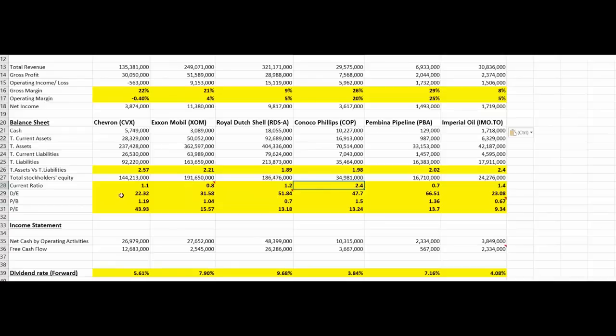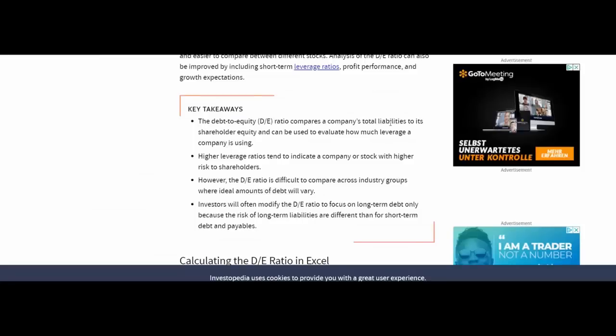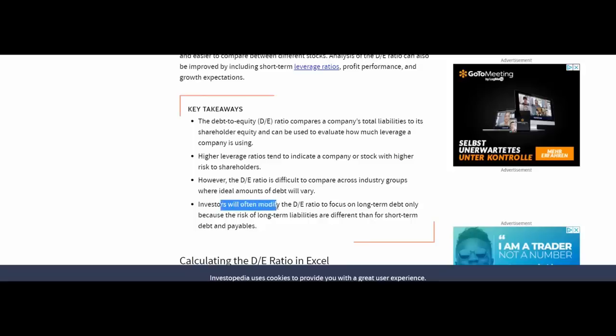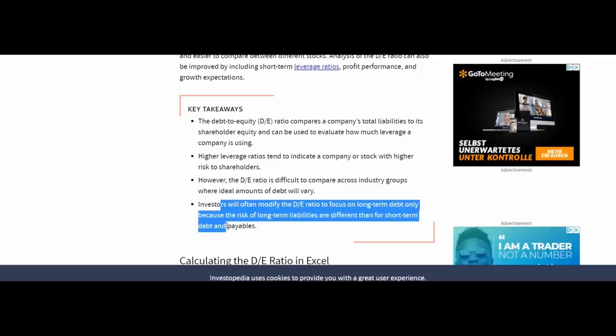Then we go to the debt to equity ratio. Just to explain, this is Investopedia. I just opened up Investopedia and you can see the key points of what the debt to equity ratio actually means. Debt to equity ratio compares a company's total liabilities to its shareholder equity and can be used to evaluate how much leverage a company is using. That means how much debt a company is using in order to raise capital. Investors will often modify the debt to equity ratio to focus on long-term debt only, because the risks in long-term liabilities are different from those of short-term debt and payables, like I have told you before. In this case, the debt to equity ratio will also be considering long-term debts.